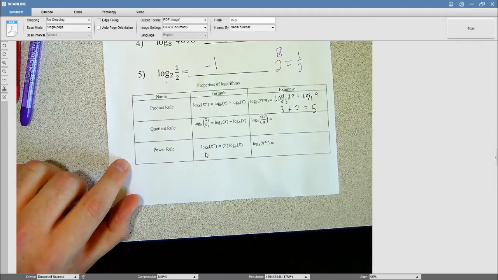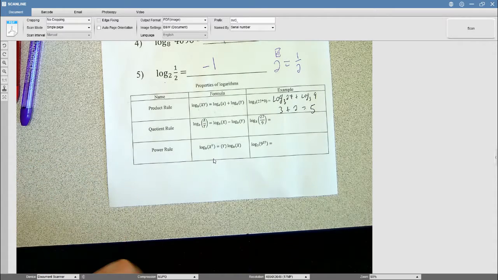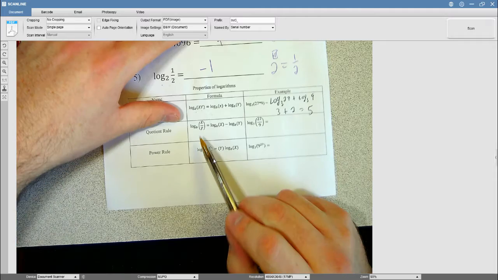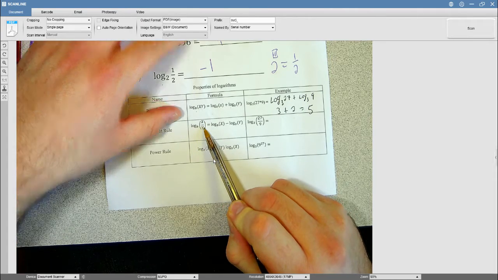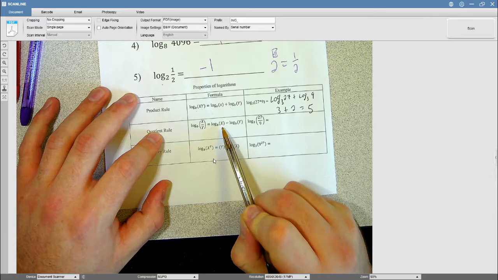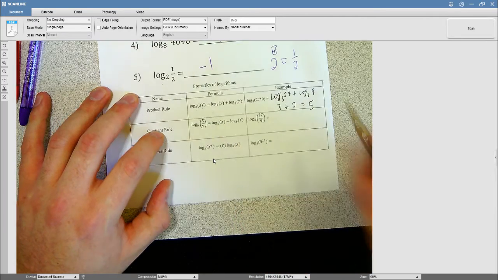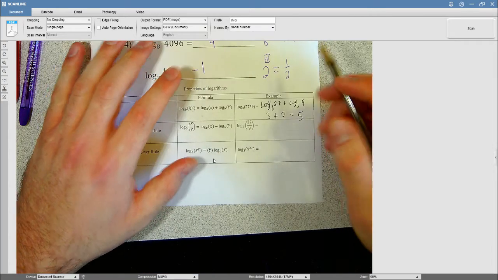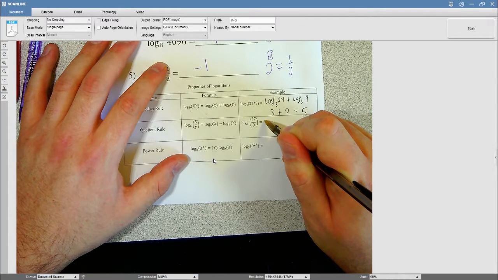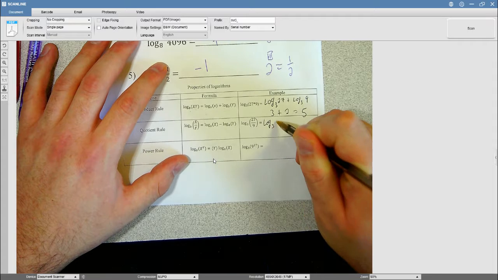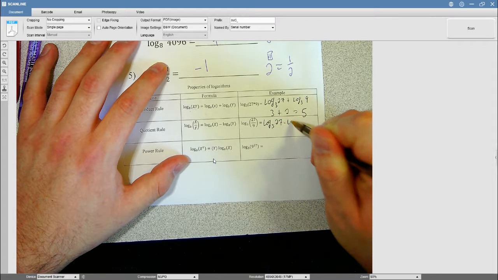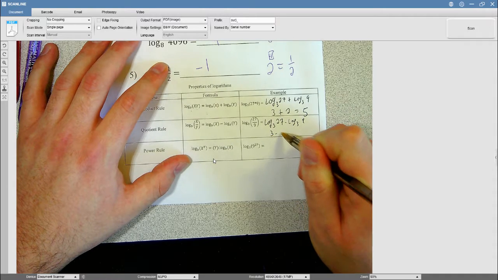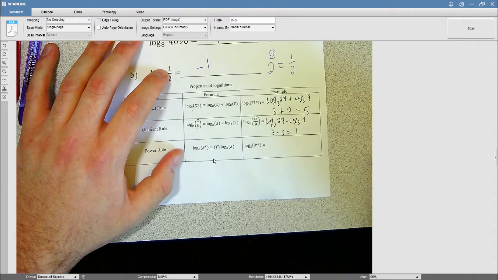The next property is called the quotient rule. What this does is turn division into subtraction. So the log base b of x over y just becomes log base b of x minus log base b of y. So the log base 3 of 27 over 9 just becomes log base 3 of 27 minus log base 3 of 9, which becomes 3 minus 2, which is 1.